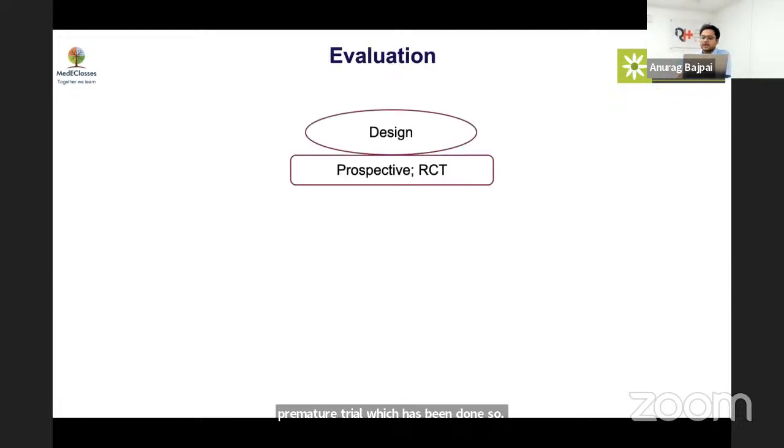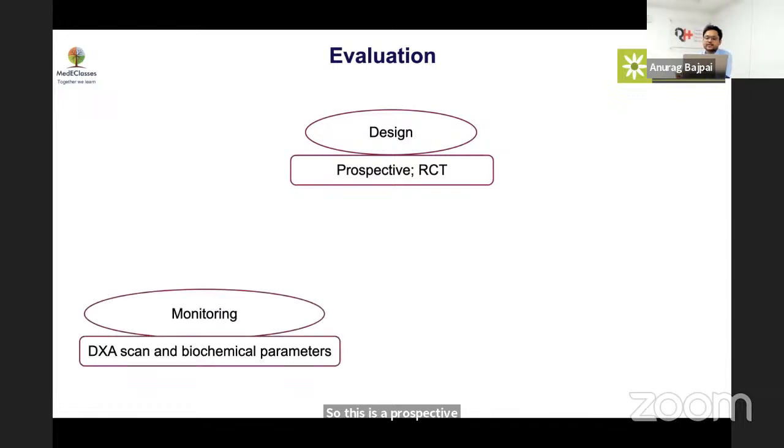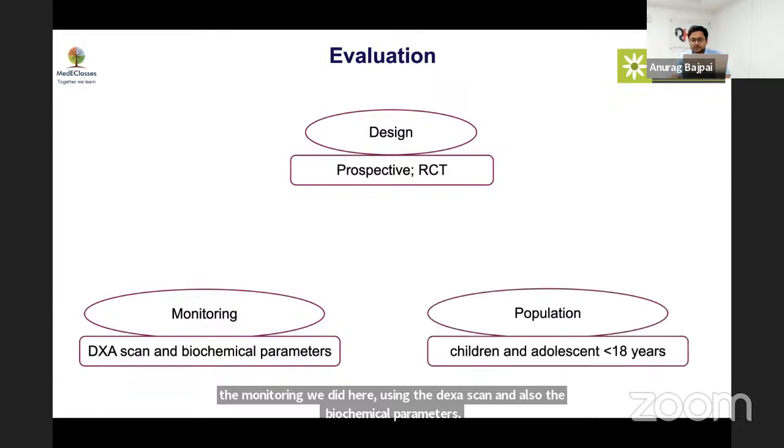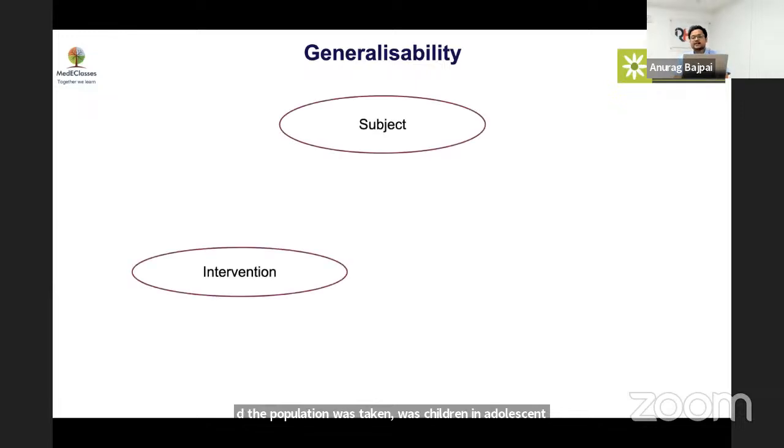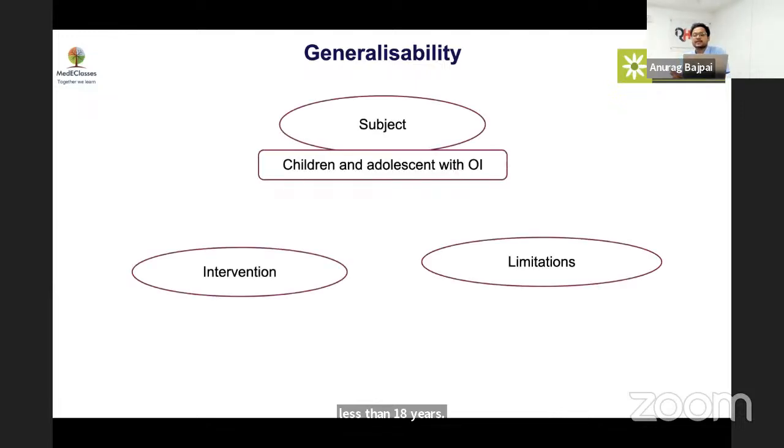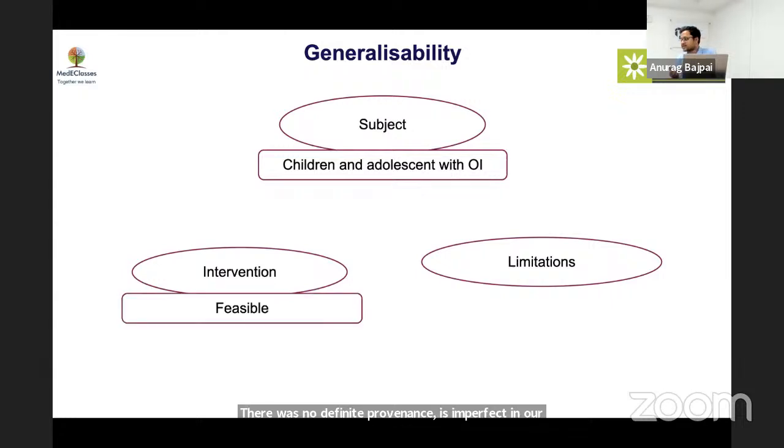So this is a prospective open label randomized controlled trial. The monitoring done here used the DEXA scan and also biochemical parameters like calcium, alkaline phosphatase, PTH and phosphorus. The population taken was children and adolescents less than 18 years. Whether it is generalizable or not: children and adolescents with osteogenesis imperfecta were taken, but there was no definite proven osteogenesis imperfecta in the inclusion criteria. The intervention is feasible, but we need to be much more cautious in terms of the hypercalcemic episodes, and also the dosing interval we are using in children.